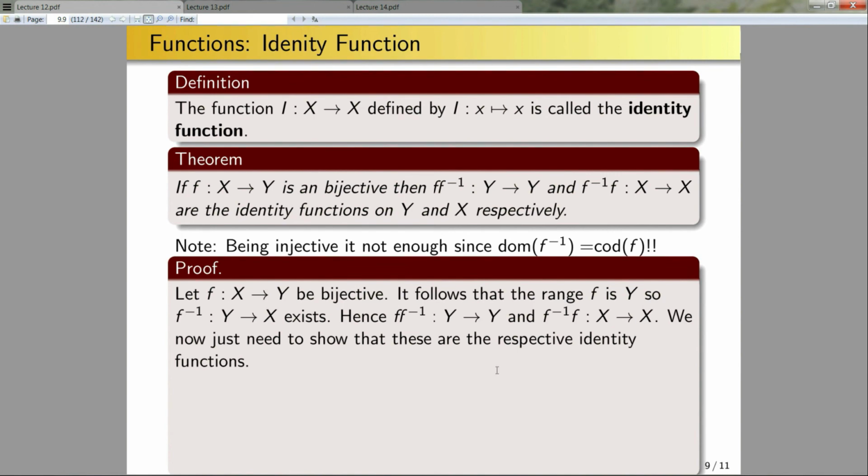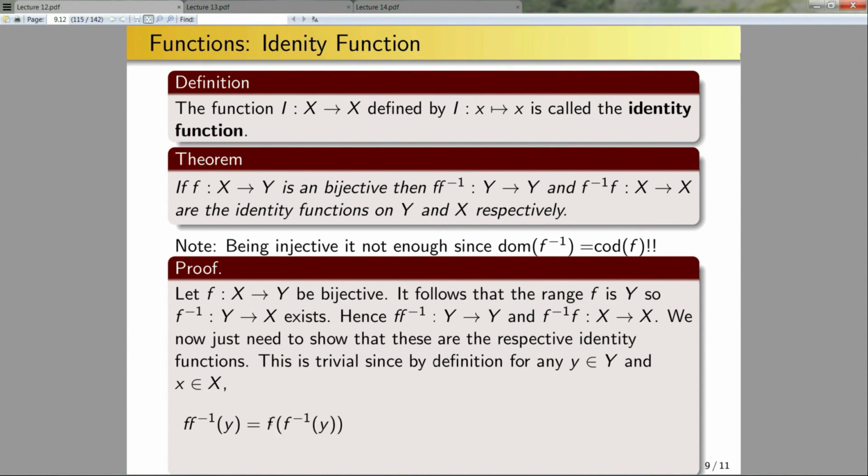So how do I do this? Well, it's pretty straightforward. If I pick any y in Y and any x in X, then the following holds. f of f inverse of y, what will that be equal to? Well, that will be the same thing as f of f inverse of y, and simply because f and f inverse undo each other, that'll simply be equal to y. Further, I get the same type of thing happening for f inverse of f of x. I get that expansion and then simply x.